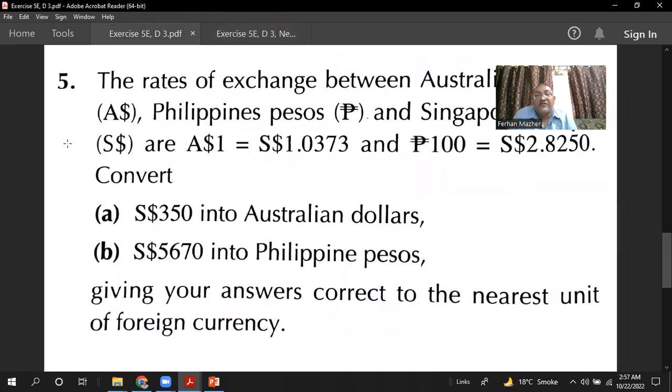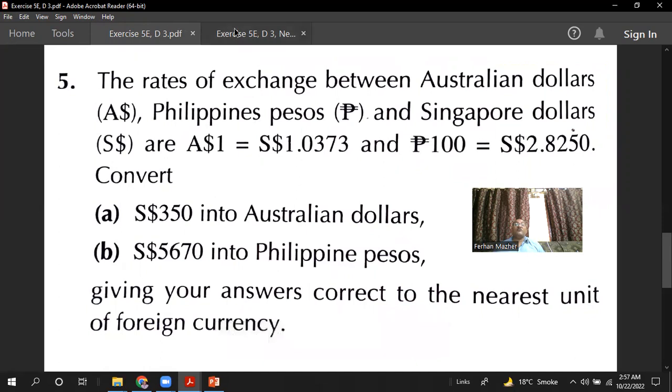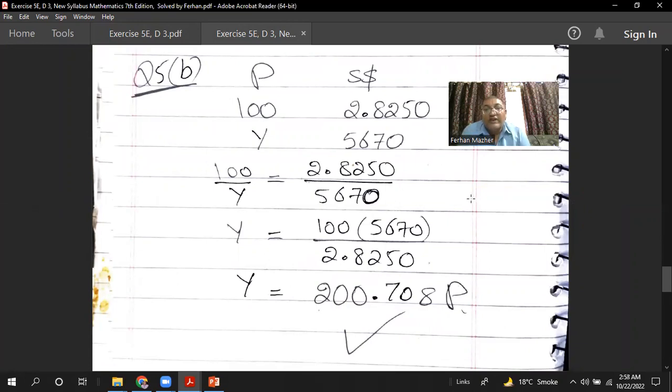Question number 5, exercise 5E, part B. It says convert 5,670 Singapore dollars into Philippine pesos. The exchange rate is given to us. I can show you the exchange rate. Okay, so this is the exchange rate: 100 pesos is equal to 2.8250 Singapore dollars. So that is question number 5, its B part. We will write the pesos and the Singapore dollars. So 100 pesos equals 2.8250 Singapore dollars.